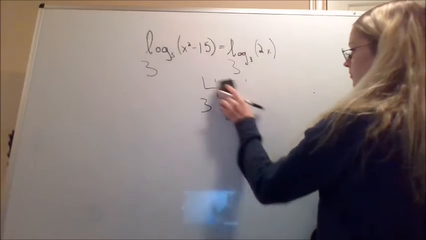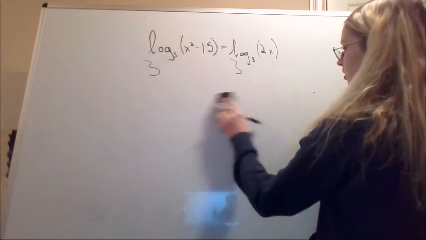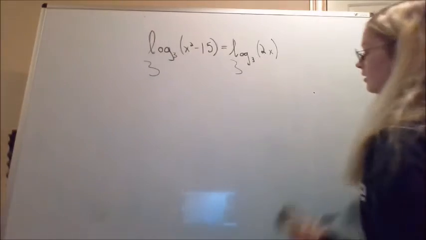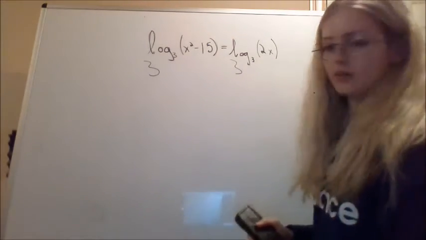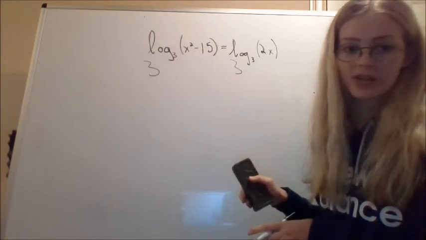So likewise, if we take 3 to the power of this log, we know that we can have an equality here if we take 3 to the power of this log. So this is also an equal statement. So how do we solve this? Because it looks even more complex now.